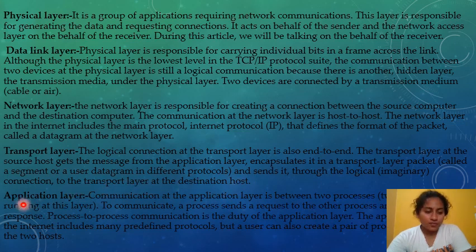host. Application layer: communication at the application layer is between two processes. To communicate, a process sends a request to the other process and receives a response. Process to process communication is the duty of the application layer. The application layer in the internet includes many predefined protocols, but a user can also create a pair of processes to be run at their two hosts.